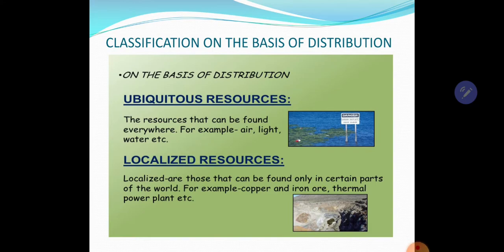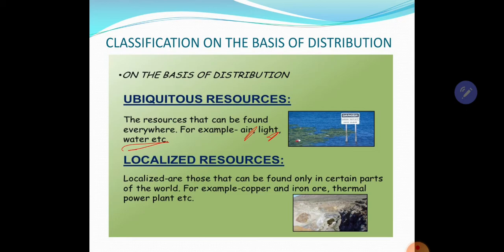Now, ubiquitous resources, the resources that can be found everywhere, anywhere you go and you find them: air, light, sunlight, water. All these resources are found everywhere and free, actually. They are called ubiquitous. And then there are localized resources. Localized are those that can be found only in certain parts of the world. For example, copper, iron ore, thermal power, and other things.